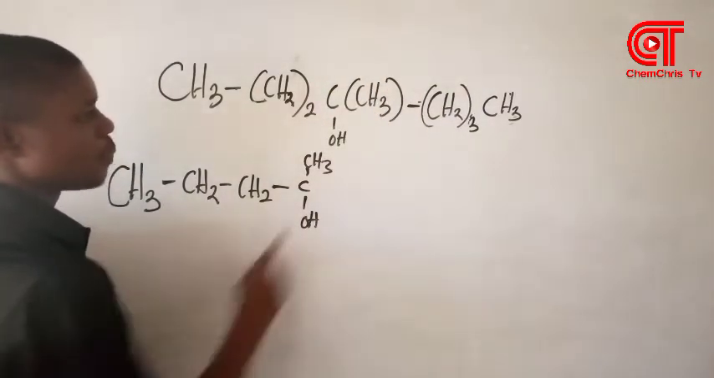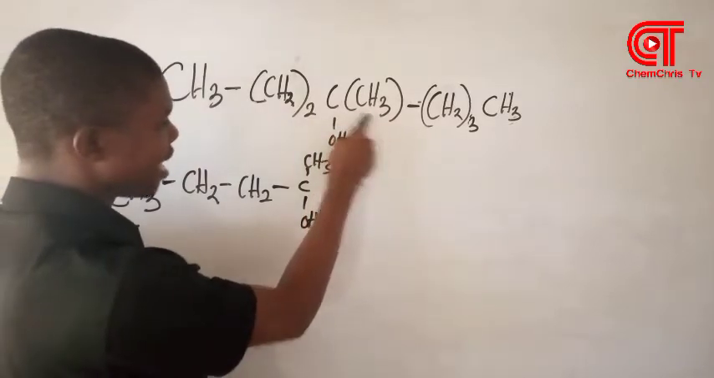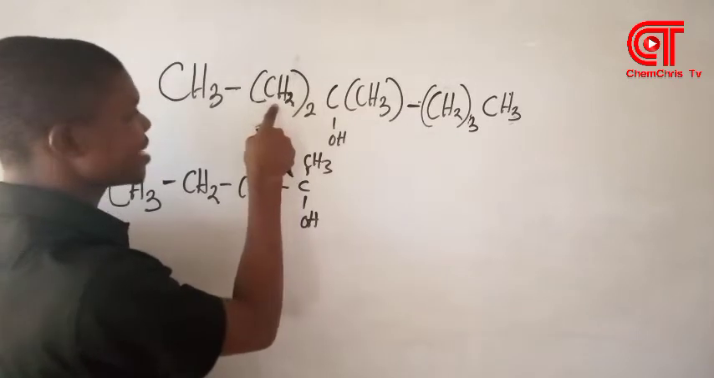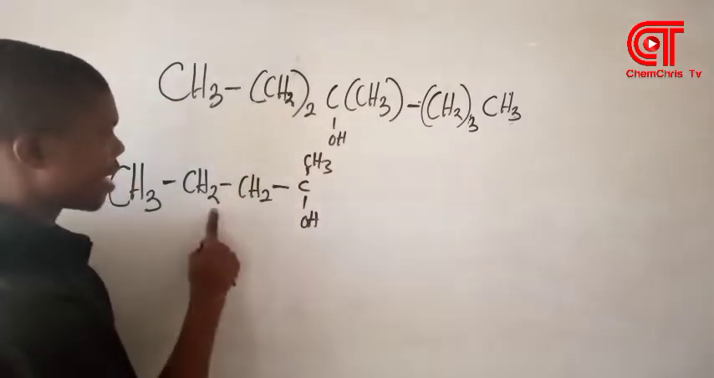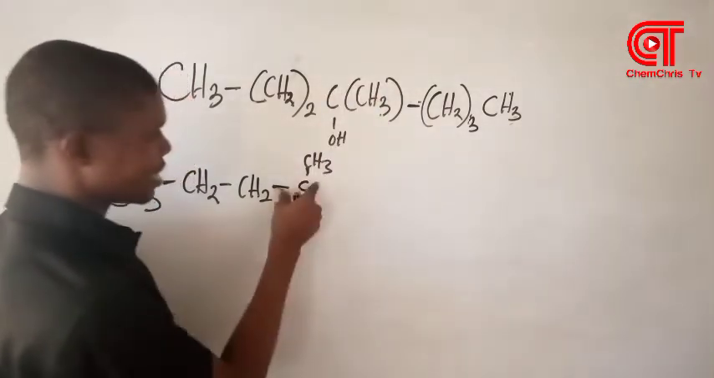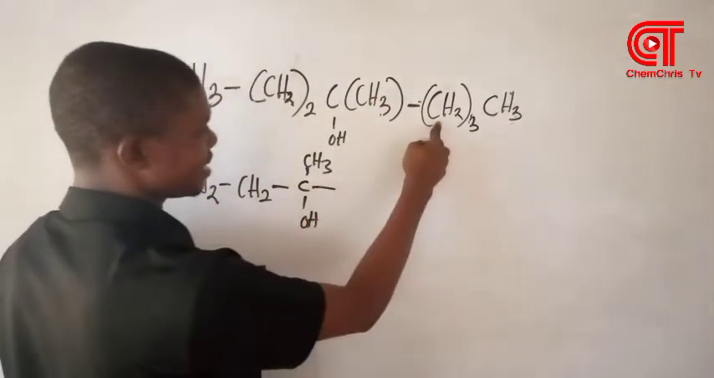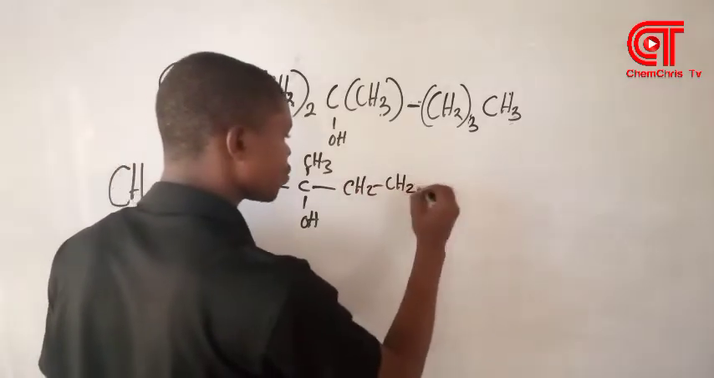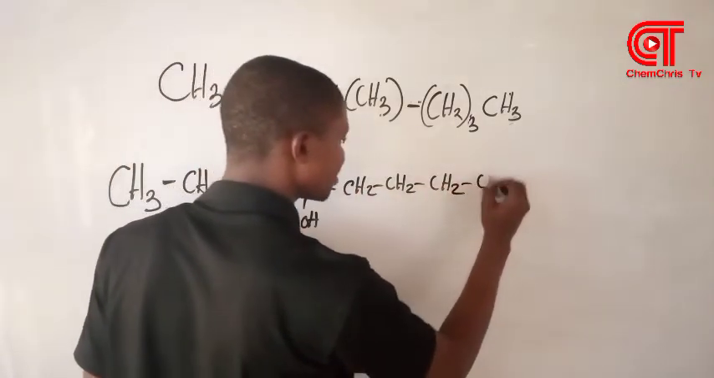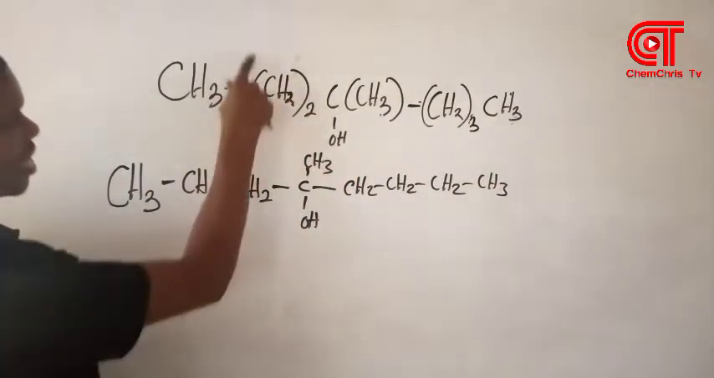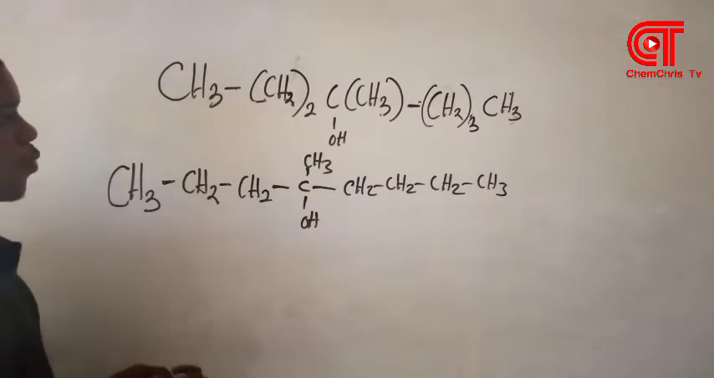So please tell the difference between this one and this one. Here it was CH2, here it was CH3, they're not the same. Now this CH2 2 times means that this one is repeated 2 times here. This one means that this one here is attached to this one. So that one is like this. There we also have CH2 2 times. So it's going to be CH2, CH2, and CH2, CH3. You get so this one is this one here.